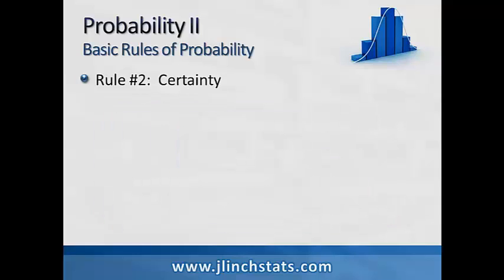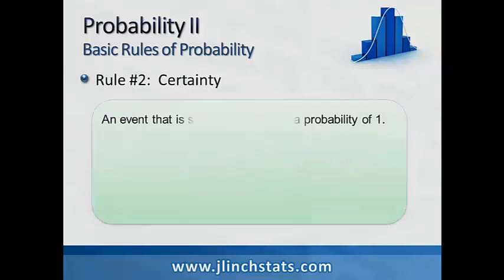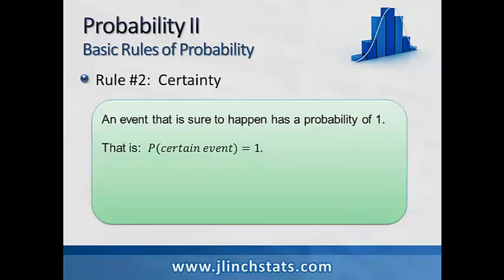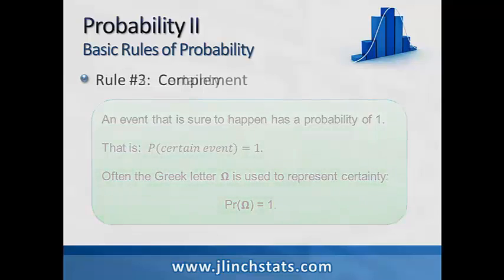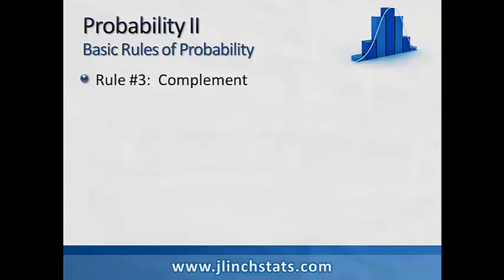Rule number 2 is our rule for certainty. An event that is sure to happen will always have a probability of 1. That is, the probability of a certain event is equal to 1. Often, the Greek letter omega is used to represent certainty, so the probability of omega is equal to 1. Rule number 3 deals with the probability of complements.